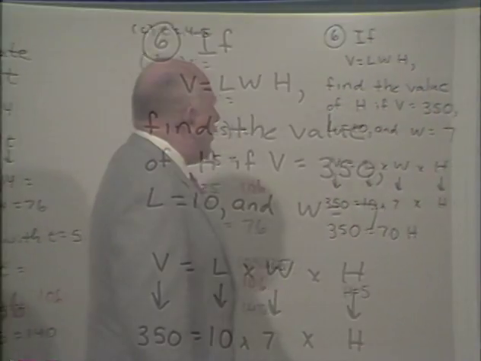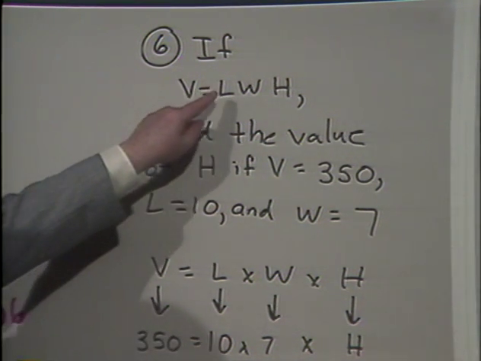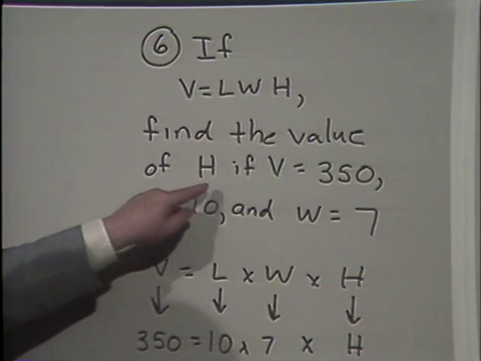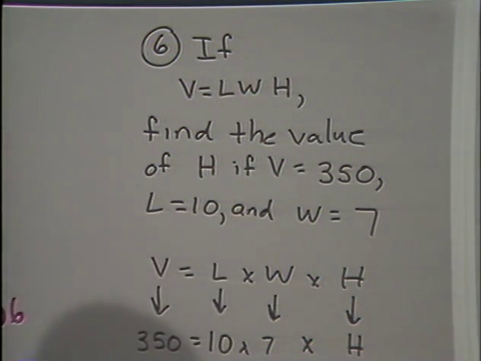Problem number 6 says, if v is equal, now how do you read this? LWH? No, whenever there are no arithmetic signs, it means multiplication. It says if v is equal to L times W times H, find the value of H if v equals 350, L equals 10, and W equals 7.